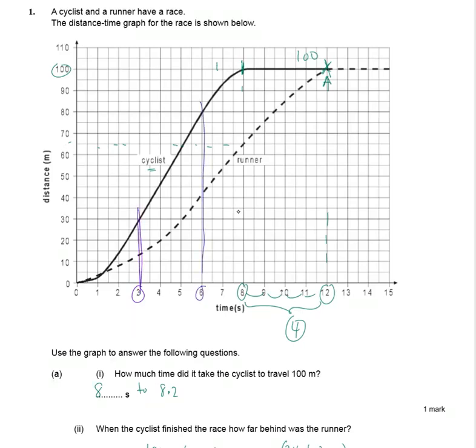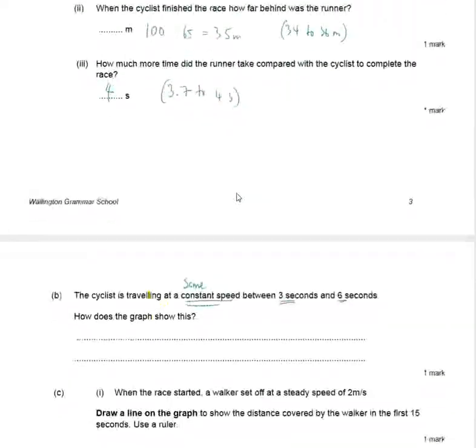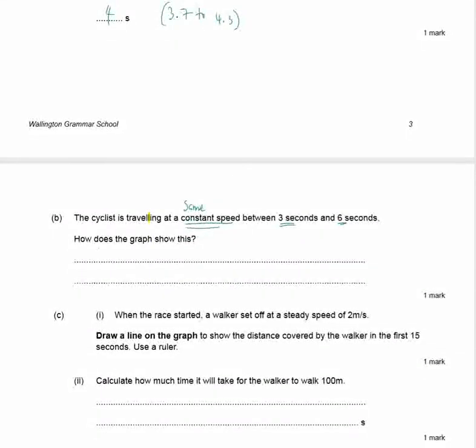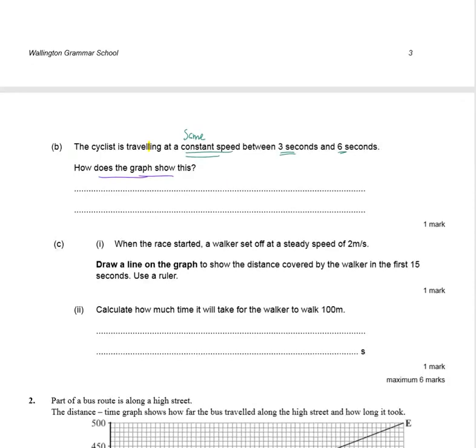Now the line, it is a straight line. Okay, it is a straight line. And whenever we have a straight diagonal line, we know that it is a constant speed. Now, how can we tell from the graph? How can you tell from the graph that it is traveling at constant speed? It is simple.